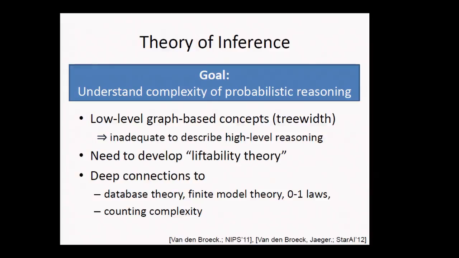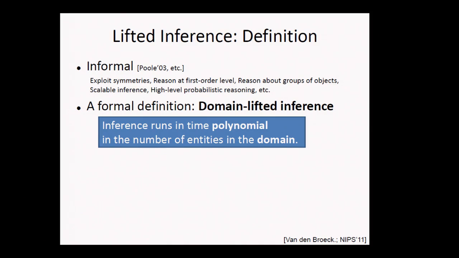And it turns out that this is quite a nice area for theory people because it ends up being very related to database theory, finite model theory, 0-1 laws, counting complexity, and so on. So it goes back to some very fundamental computer science ideas. So I did not invent lifted inference. Lifted inference has been around since 2003 or even before. But the way that it has been around was at a more informal level, where people talk about exploiting symmetries, reasoning at the first order level about groups of objects, doing scalable inference, doing high-level probabilistic reasoning, and so on.